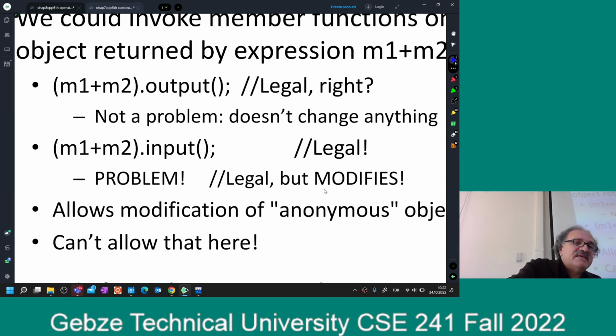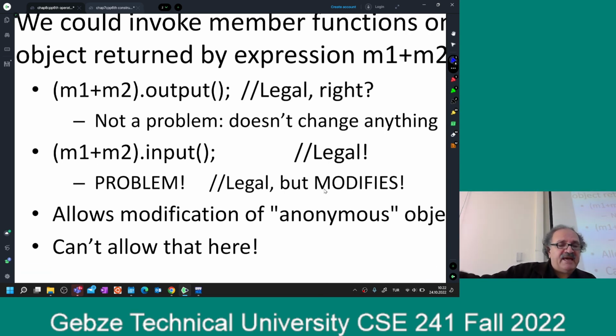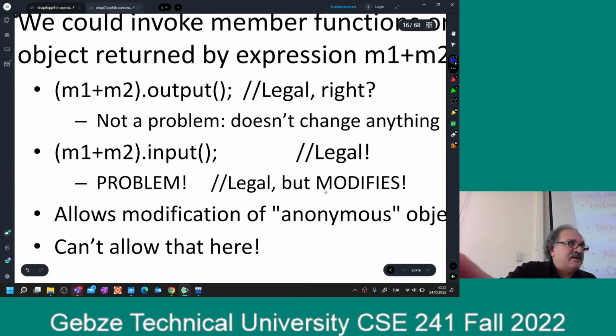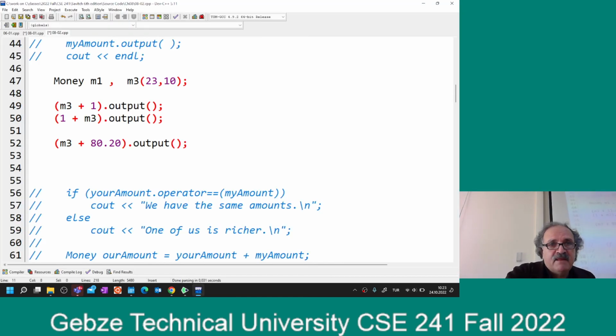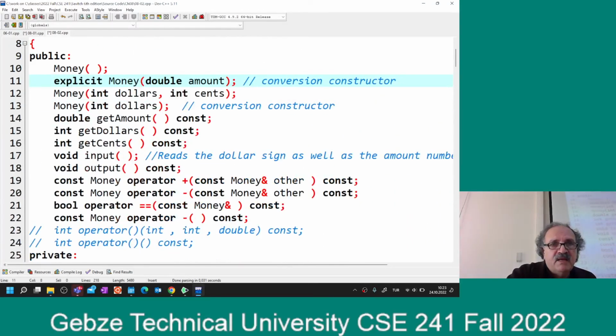But if I make this operator return a constant money object, then this will work because output is a const function, but this will not work because input is not a const function. Remember, we define them that way. Input is a non-const function, output is a const function. You cannot call input on the result of this operator plus, but calling output is okay. Okay? Was this your question? Yeah, this is the answer.